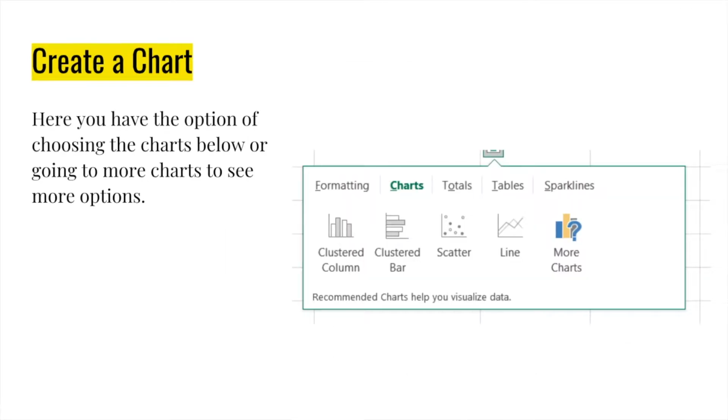Then you can click on the charts menu and it will show you many different options. There are different options of choosing charts, including clustered column, clustered bar, scatter, or line.